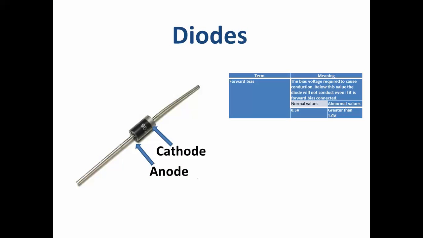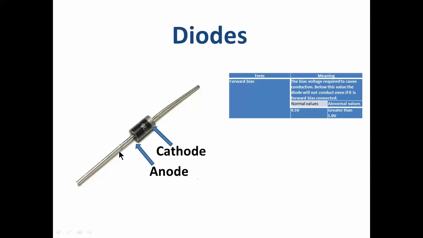We're going to look at some of the terms associated with diodes. The first one is the forward bias, and this is the bias voltage that's required to turn the diode on. So we need a certain voltage across that diode before it becomes that one-way valve.